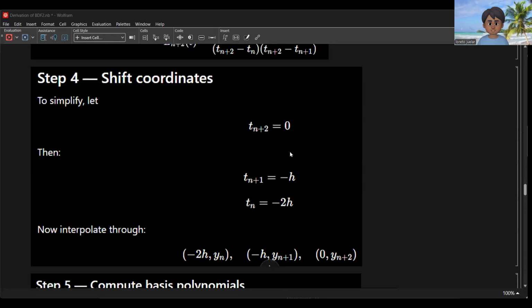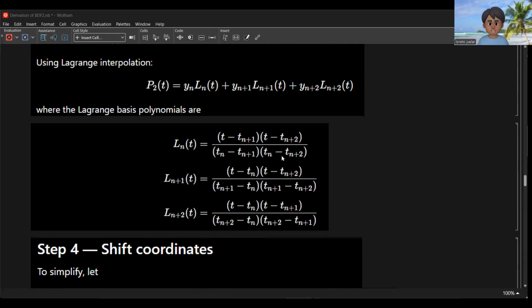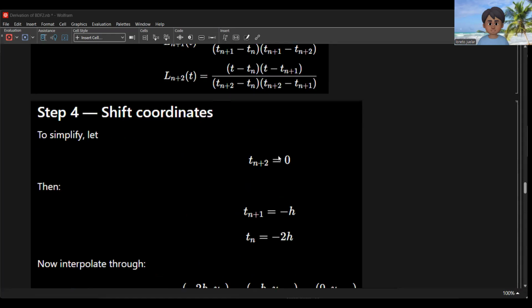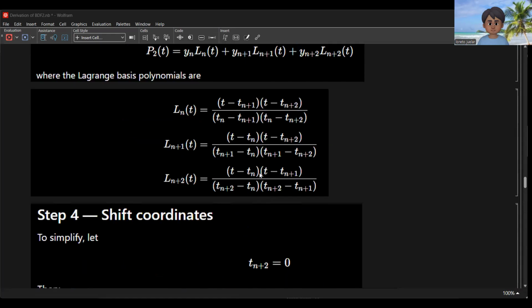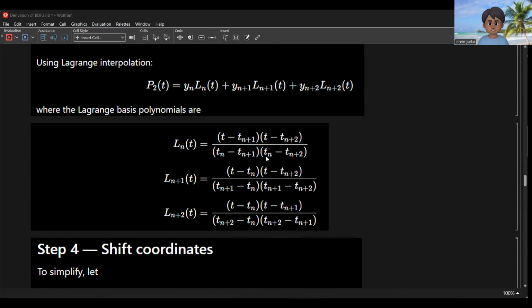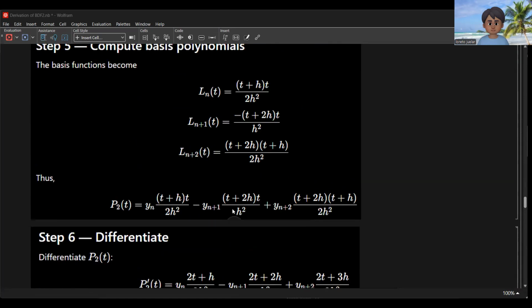By substituting these values in the Lagrange basis polynomials, we have this L sub n of t, and we have L sub n plus 1. So we have the substitution here. For example, here we substitute t sub n plus 2 equal to 0, so here it is equal to 0. Now we substitute t sub n plus 1 equal to negative h here. So we substitute that here.